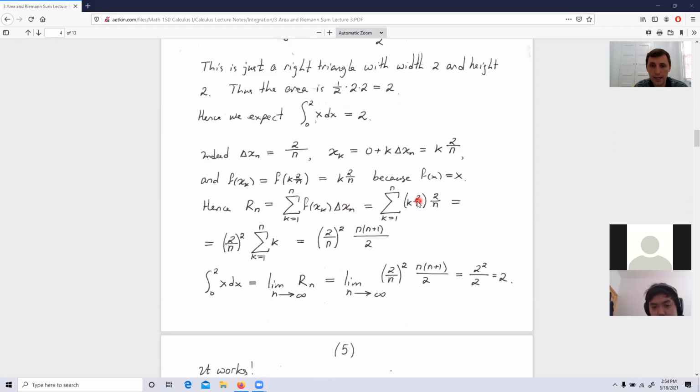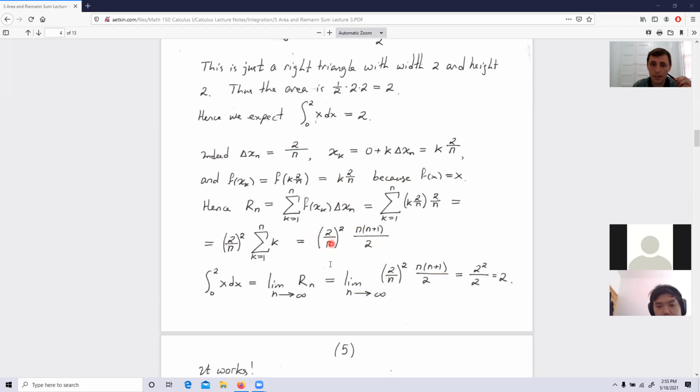Now what happens here, I can factor out 2 over n squared. You see that this k is the only thing that depends on the index, so it's the same as 2 over n squared, summation of k. So I'm adding 1 plus 2 plus 3 plus 4 of only k, which is 2 over n squared times n times n plus 1 over 2. The summation I can replace by this formula. Yes? And what does it become?